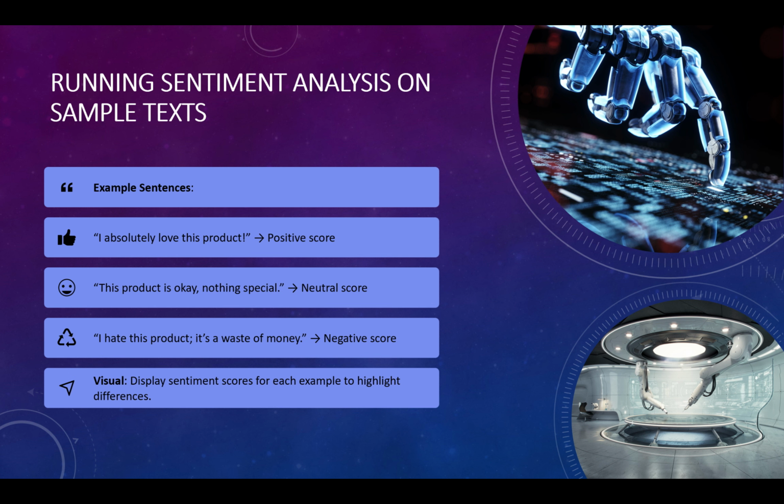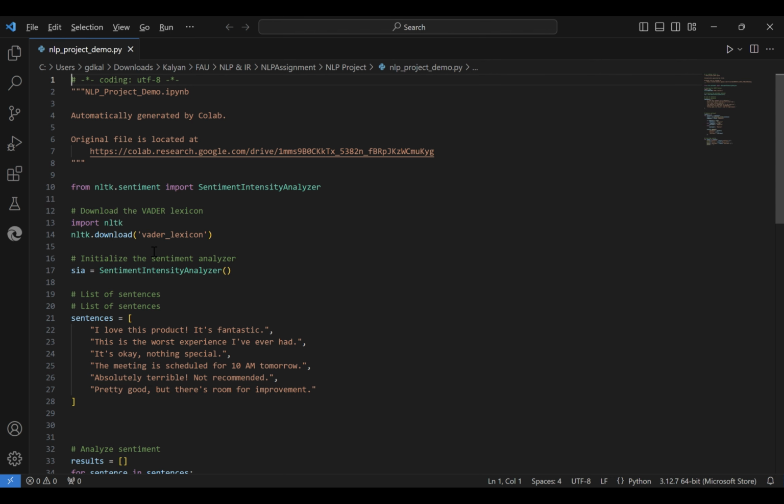So here I have run Vader on some example sentences to show how it interprets various types of sentiment. As you can see, a highly positive review scores high on the positive scale, whereas a negative sentiment results in high negative scores. This type of analysis helps in quickly understanding the sentiment behind a large amount of data.